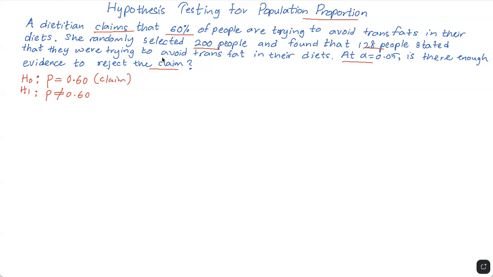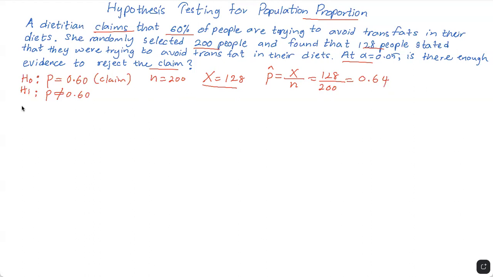Okay, so let's identify all the information here. A randomly selected 200 people, so sample size is 200. And found that 128 people stated that they were trying to avoid trans fat, so that X value is 128. The characteristic of interest is the number of people avoiding trans fat in their diet. So then the sample proportion, which is p hat, equals X divided by sample size, 128 divided by 200, which is 0.64.